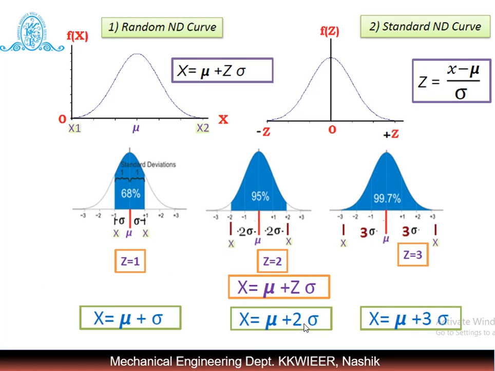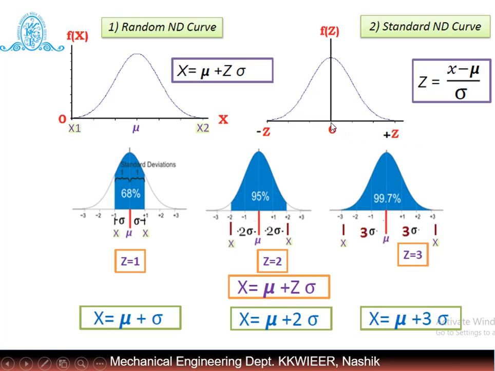So, the random normal distribution curve and the standard normal distribution curve. If you compare them, here x is nothing but mu plus z sigma. Here the standard variable is z. z is equal to x minus mu upon sigma. The total area under the curve is 1.